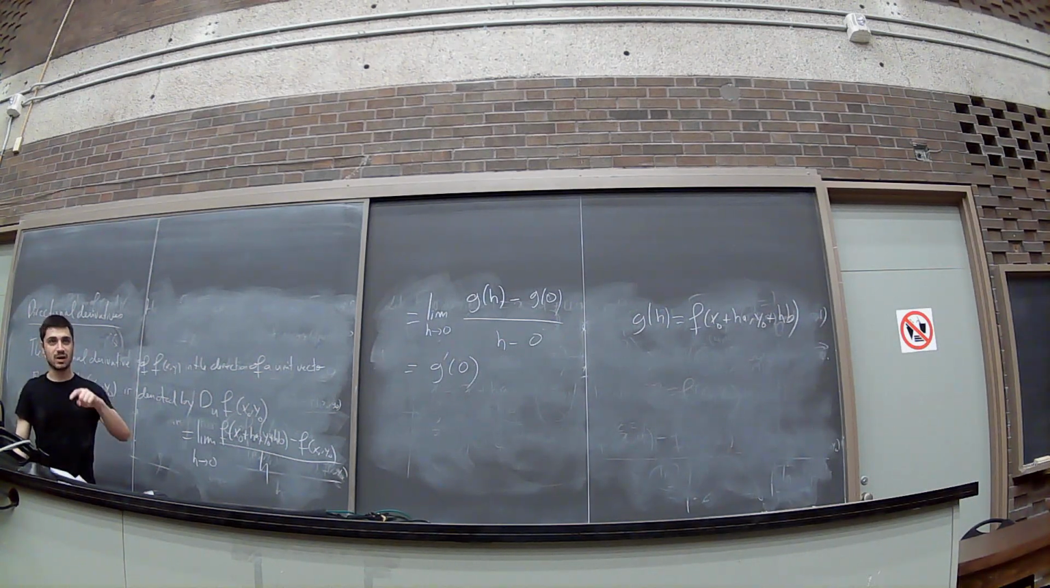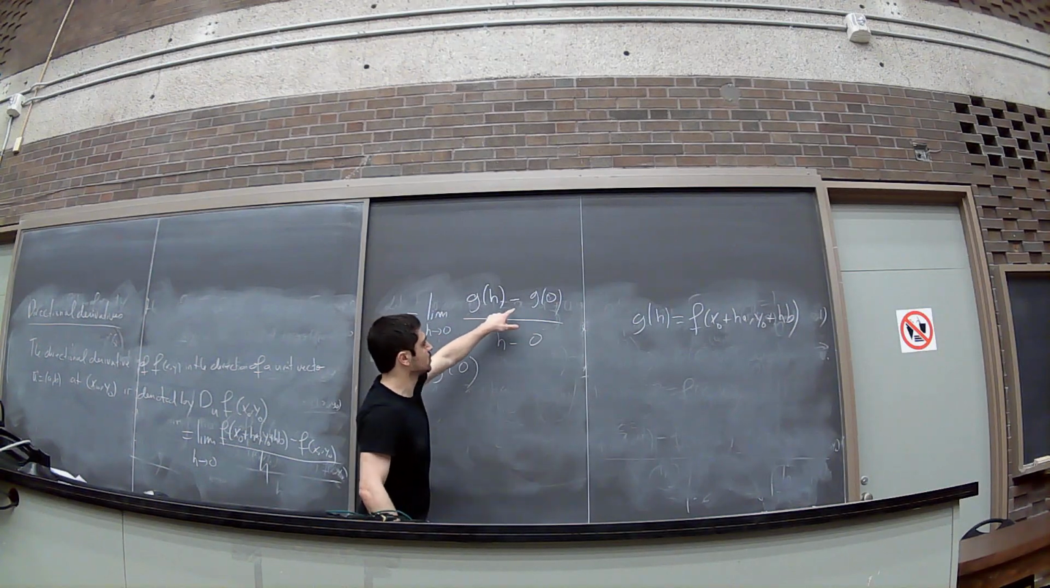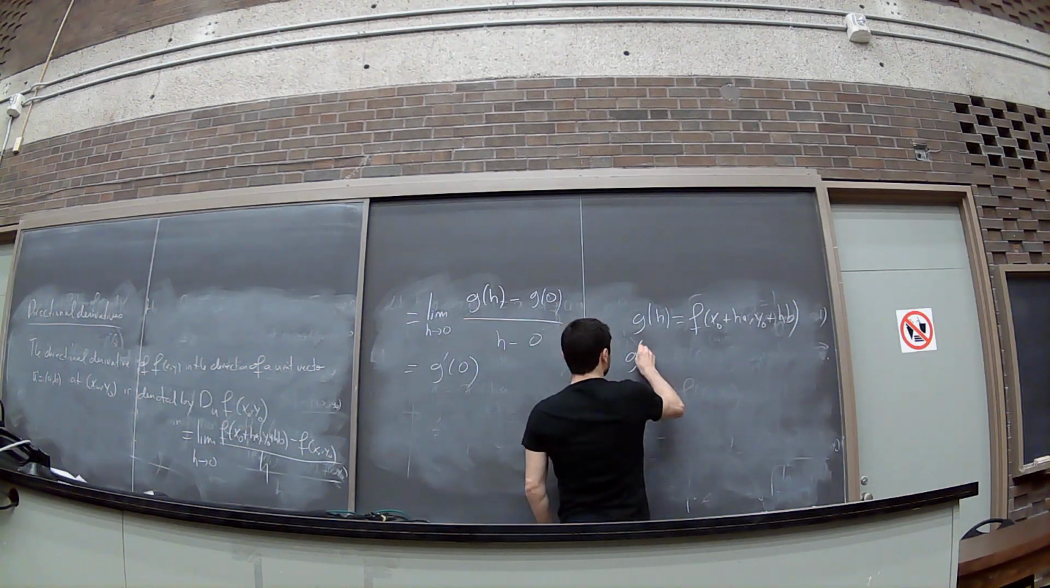The limit of f(x) minus f(a) over x minus a as x approaches a. Or you can take it as the limit as h goes to 0 of g(0 plus h) minus g(0) over h. That's fine. What is g prime of h now?